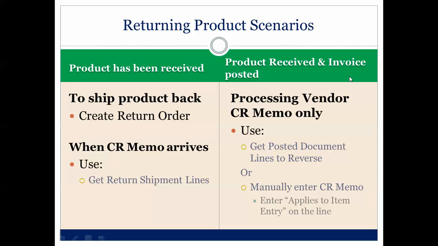So what we just looked at is what takes care of the right side of this page of these scenarios here. I showed you what the get posted document lines to reverse is and how that saves you data entry time. Or if you don't like that, you could still manually enter your credit memo according to the vendor credit memo you have in front of you. But you would have to use the applies to item entry on the line to make sure that your credit memo is going to reverse that posted invoice. It's going to link back right to that posted invoice that was done previously.